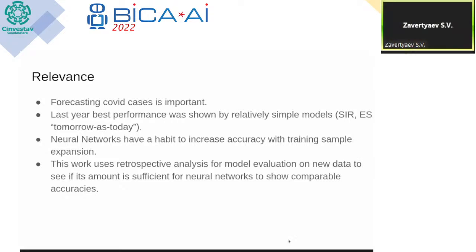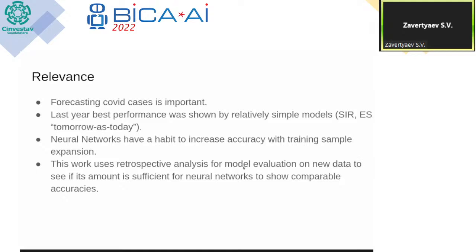Last year, the models that showed the best accuracy during retrospective testing on historical samples were Tomorrow Is Today, SEIR, and exponential smoothing, which are simple time series models that don't require large training samples. Actually, they don't require any.